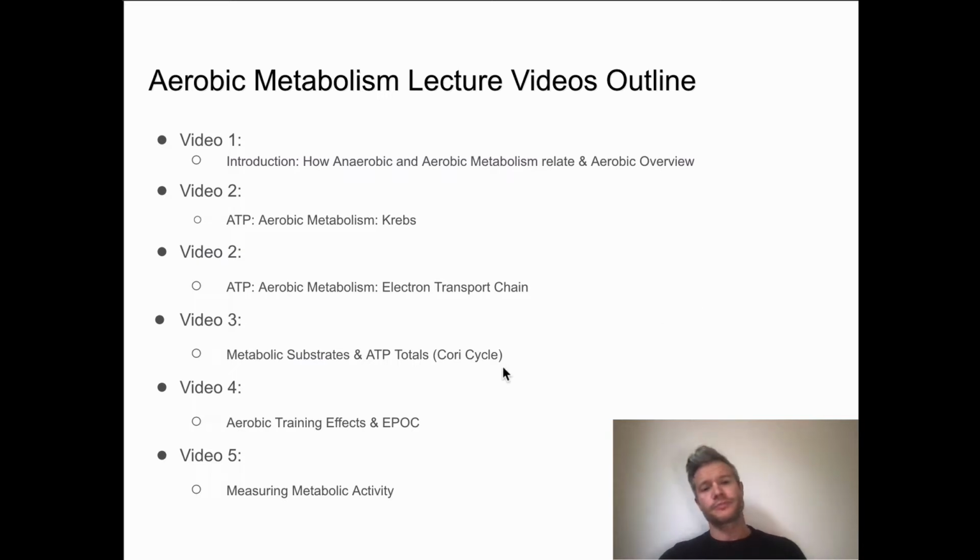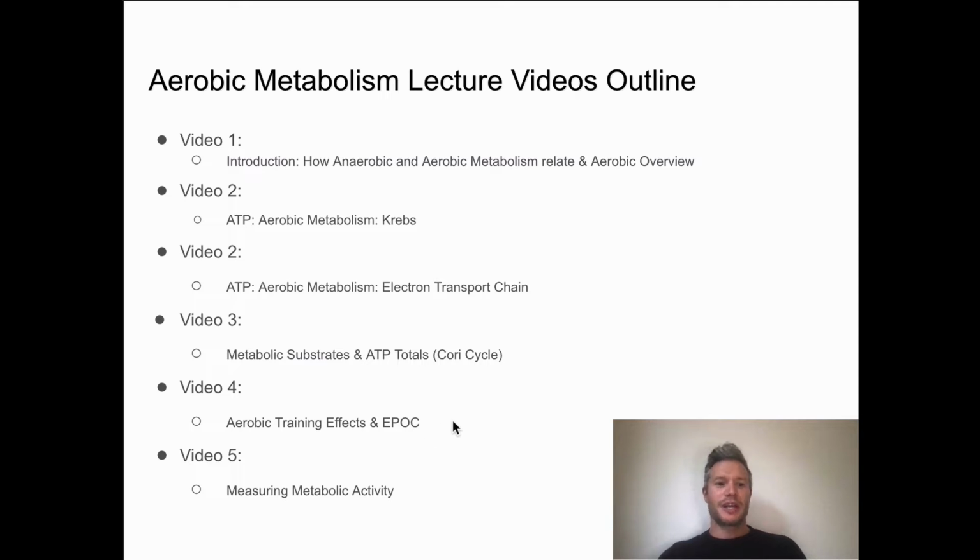Our third video, metabolic substrates, we're going to be going back, remembering our carbs, fats, and proteins, and figuring out how those generate ATP differently, so they have slightly different amounts, and how that interplays and includes something called the Cori cycle. So we'll take a look at that and how some metabolic substrates can be generated by our body when in need.